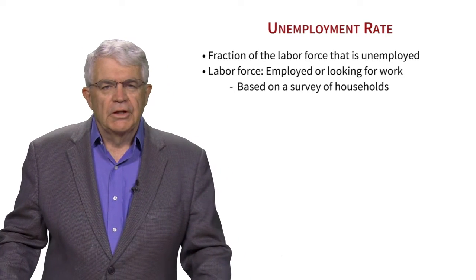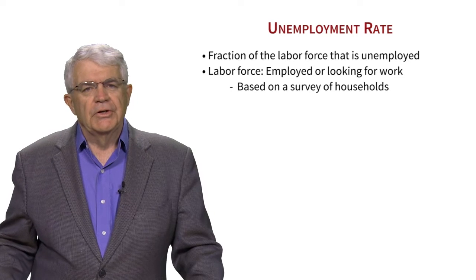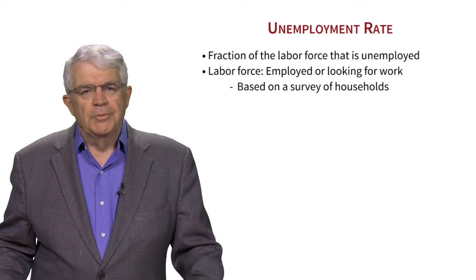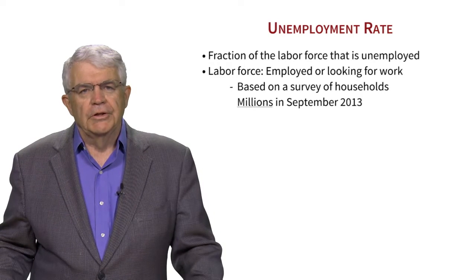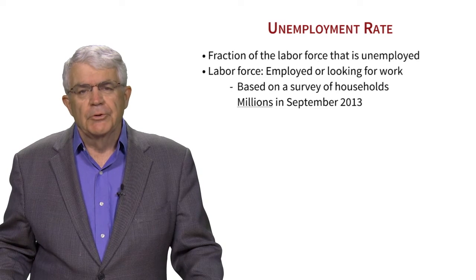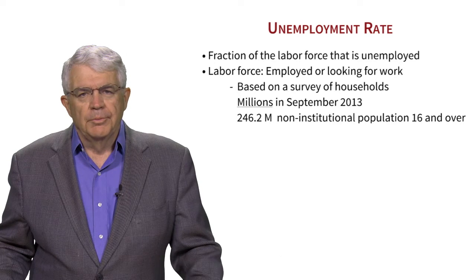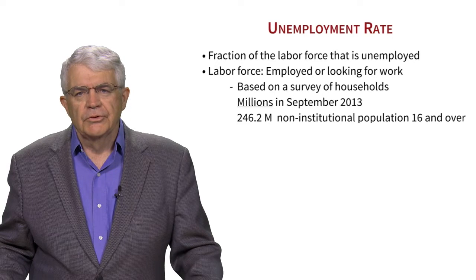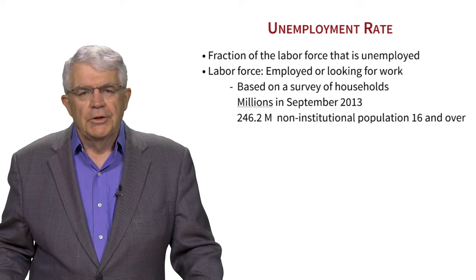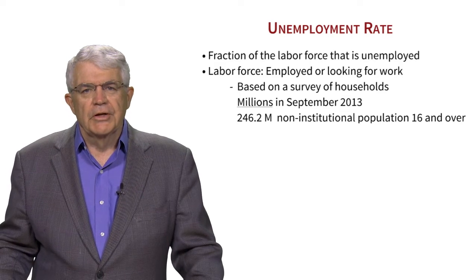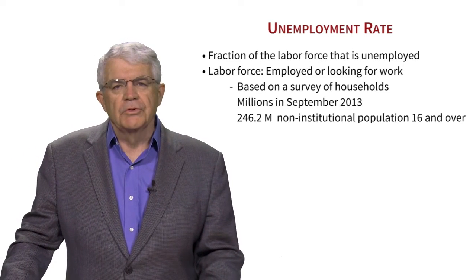Let's consider an example of that, using people in September 2013. I'm going to measure people in millions. In September 2013, there were 246.2 million people in the non-institutional population 16 and over. So people 16 and over not in institutions, like jails, for example, numbered 246.2 million.